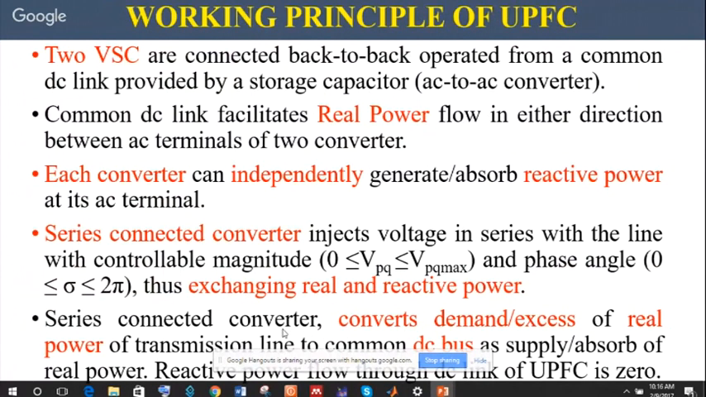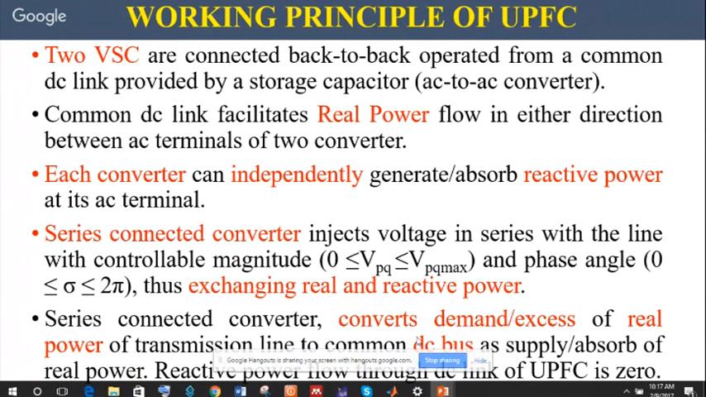Now see how it works. The series connected converter converts the demand or excess of real power of the transmission line to the DC bus, as supply or absorption of the real power. When the series converter injects voltage in series with the transmission line, since it is connected in series, current will flow through this converter and it will have power.